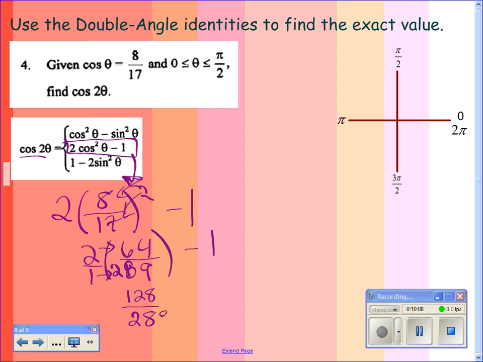Need a common denominator, so we'll subtract 289 over 289. Okay, then we have a common denominator, so subtract your top. 128 minus 289 is negative 161 over 289, and we are done.